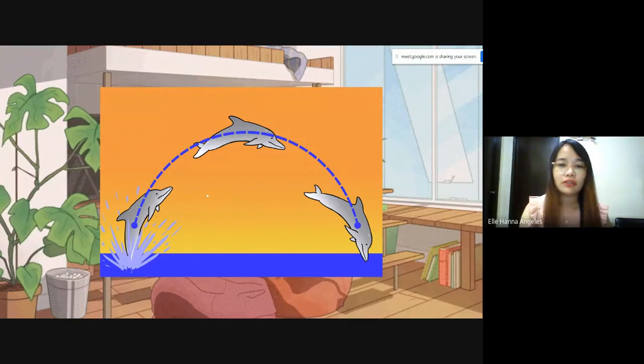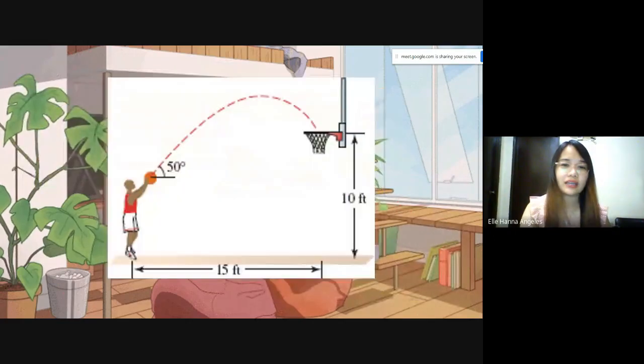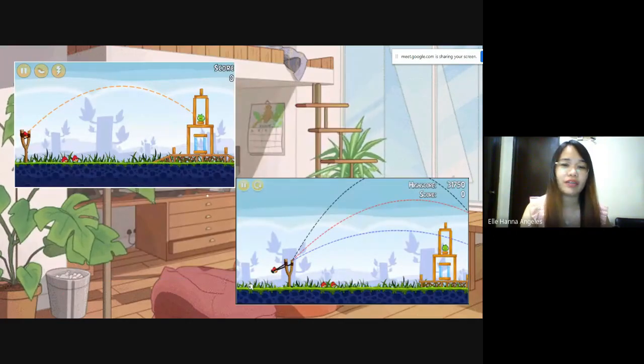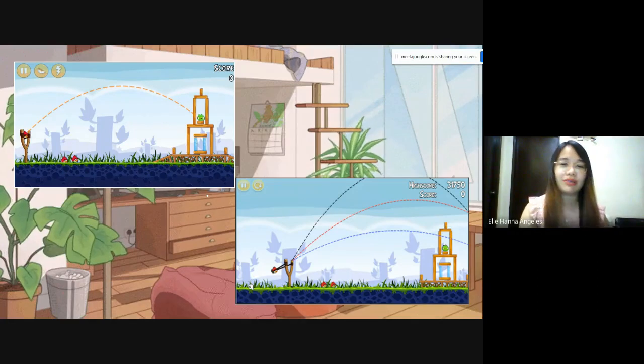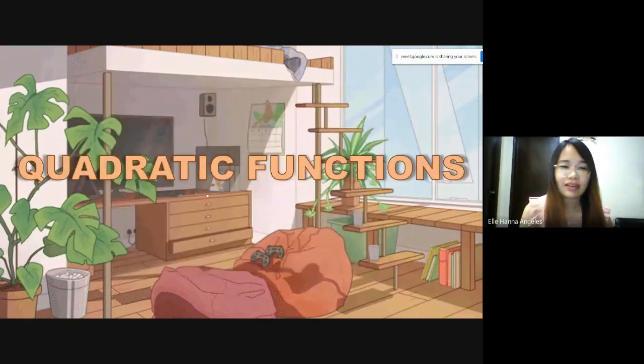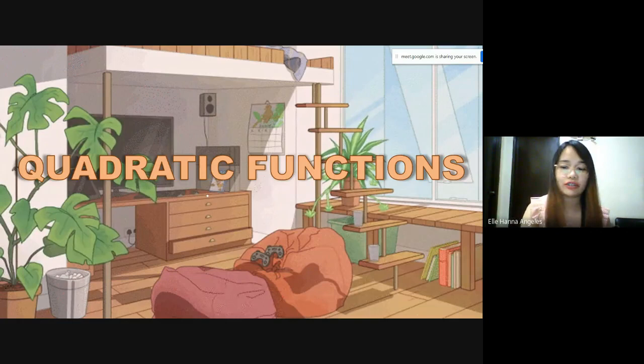So, what do you notice to the following pictures? Mapapansin natin na lahat sila nakakabuo ng curve. Ano pang napapansin natin? Bukod sa curve na nagagawa nila, pag paslant yung bato ng bagay, paslant din yung bagsak niya, di ba? Pa-curve din yung bagsak niya. So these graphs are presentations of quadratic functions. So we're done with quadratic equations. We're also done with quadratic inequalities. Now we're going to talk about quadratic functions.